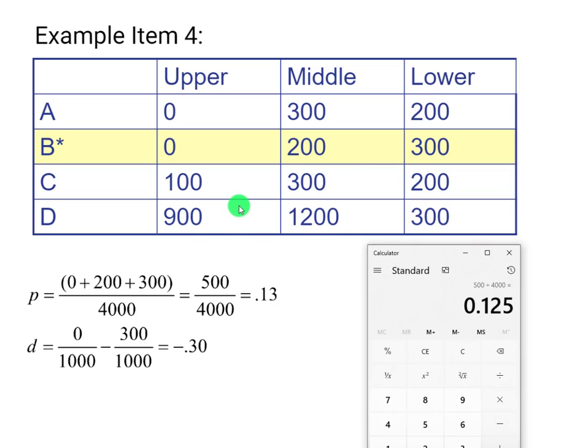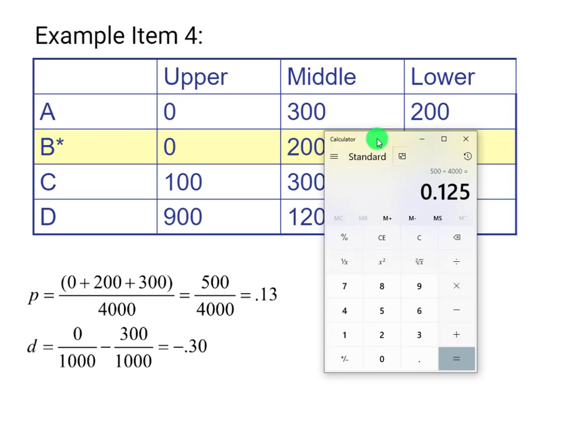It's the proportion of the upper group that got the answer correct, and from that we're going to subtract the proportion of the lower group that got the answer correct. So here I have 0 of my upper group that got the answer correct, and we're going to subtract from that 300 out of the 1,000. So 300 divided by 1,000, I'm going to get 0.3, right? I'm going to subtract that from 0. So 0 minus 0.3, I'm going to get negative 0.3.